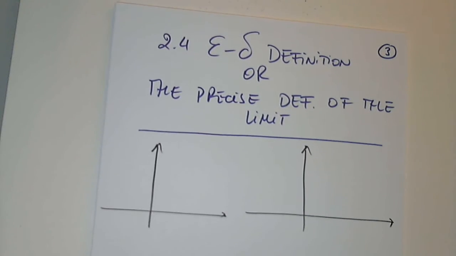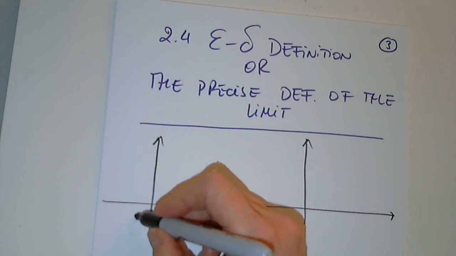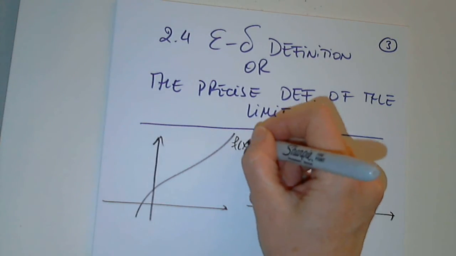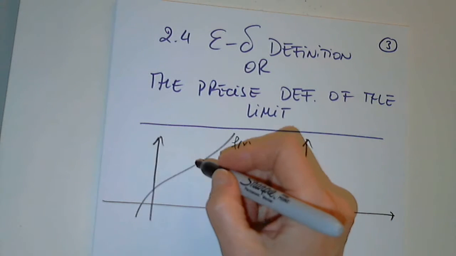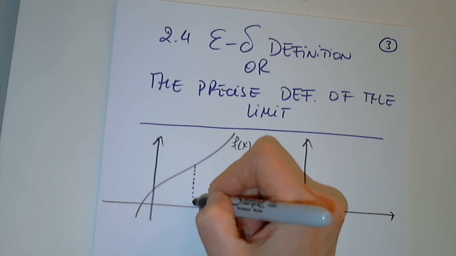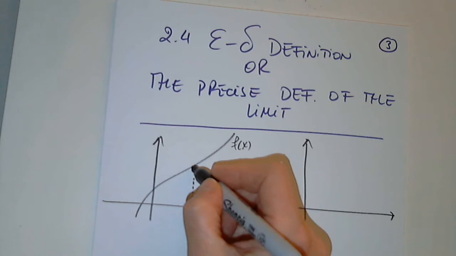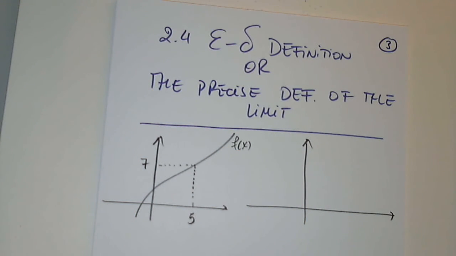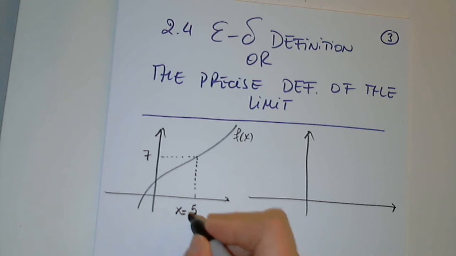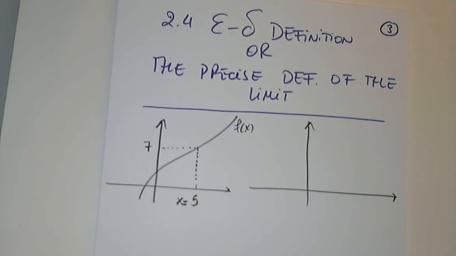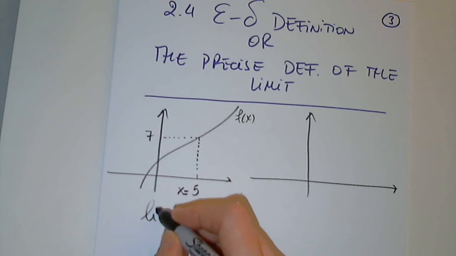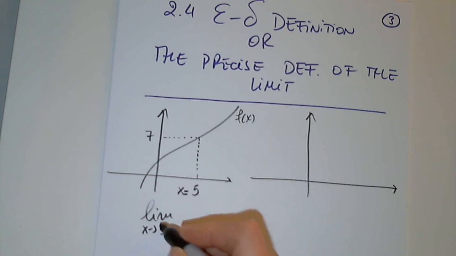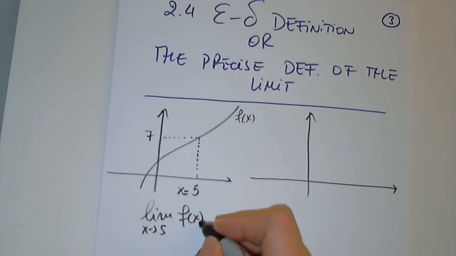So here's my first example with a function f of x. I'm going to put some numbers here for simplicity. I'm going to say 5. I'm going to say 7. So obviously x equals 5. And I'm going to ask you what is the limit as x approaches 5 from either side of this function f of x. 7. Absolutely.